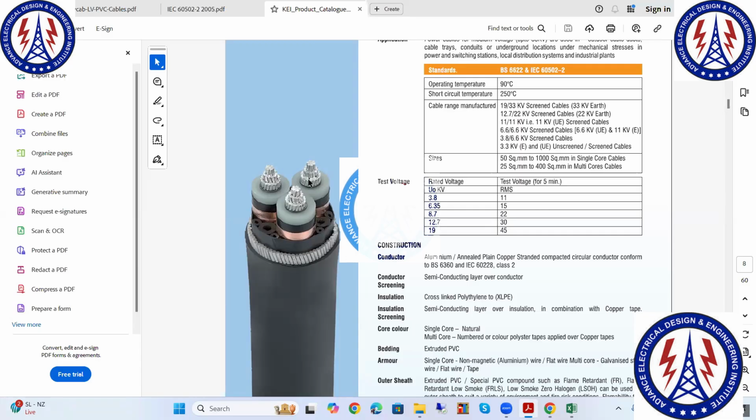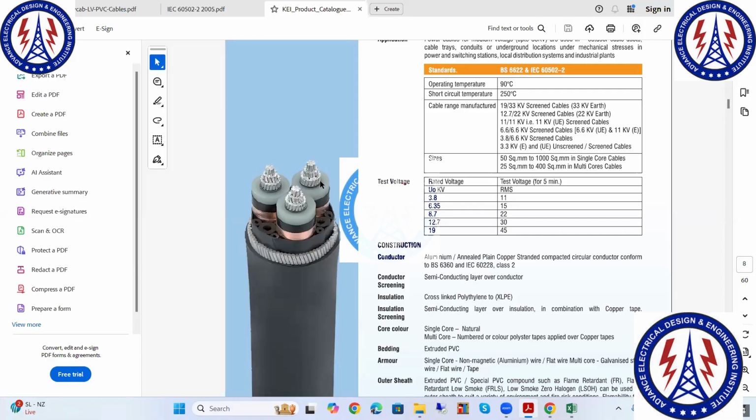Okay, so that's why it is like this. He can increase the insulation thickness, but at the same time, the cable diameter will increase. So he is adding the semiconducting compound, two compounds, to keep the field within the conductor only, so that the insulation will not get punctured.